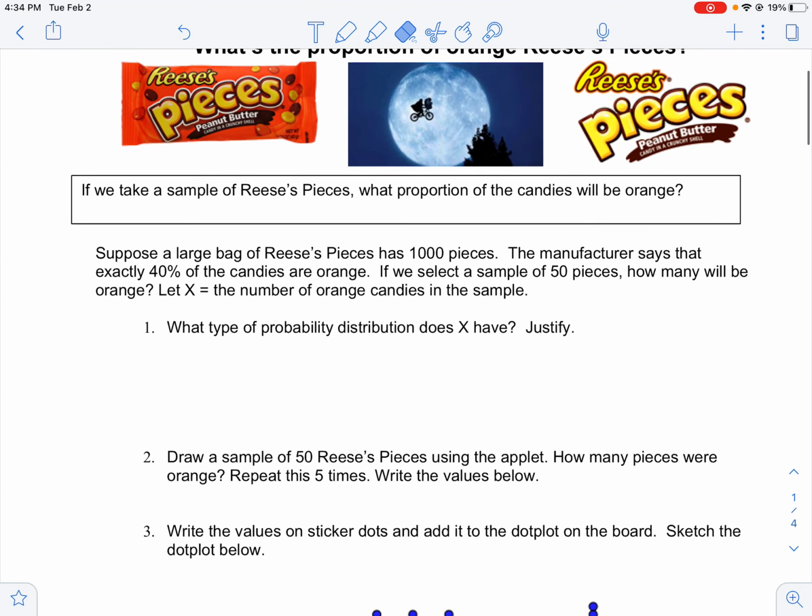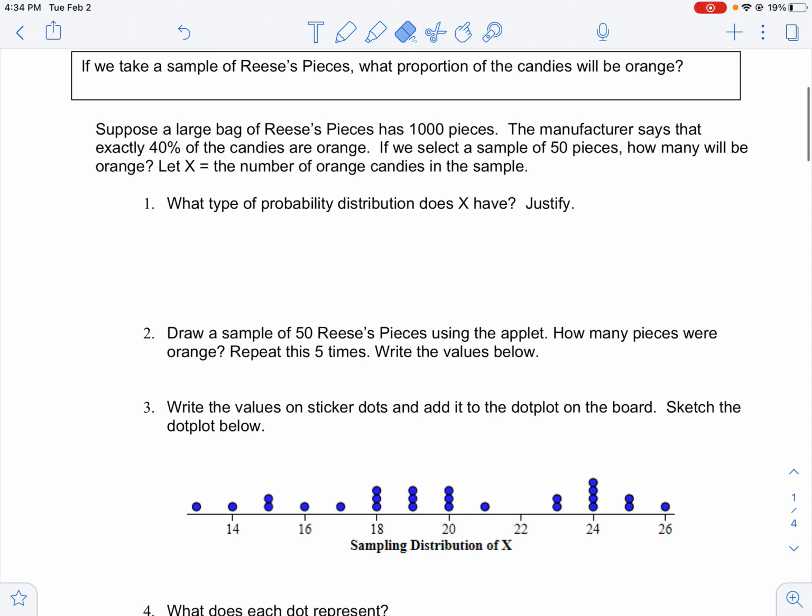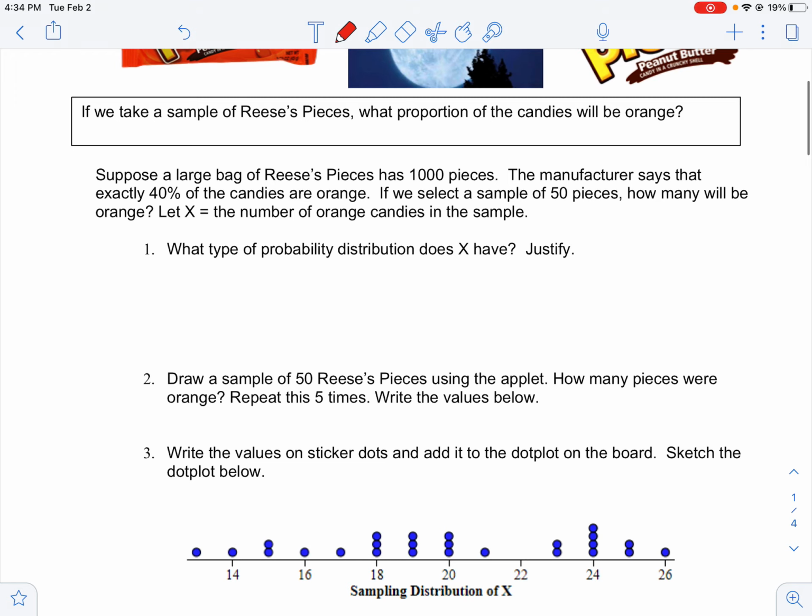When you're being asked for this type of question, you always have to think, is this binomial? Is this geometric? Is this normal? What is this? So I would always suggest that you start with checking if it's binomial. So let's do B. B would be our success, getting orange candies. Our failure would be not orange.